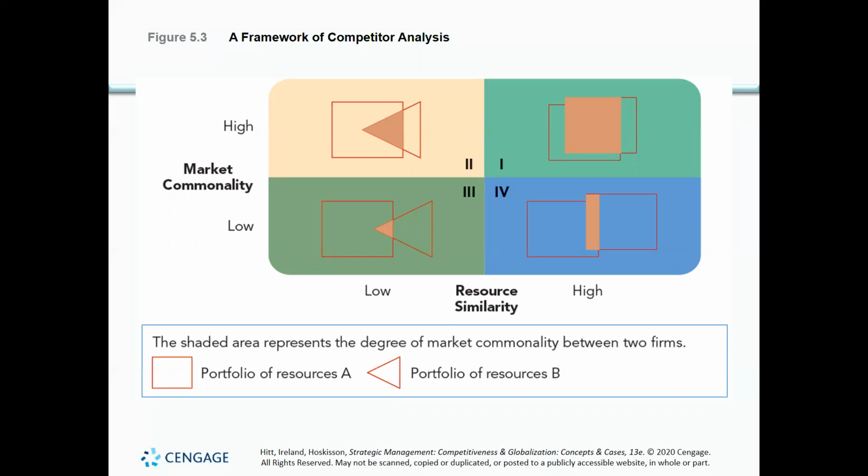If we were to take Ryanair, for example, and put them up against Southwest Airlines, their resource similarity is actually quite high, but their market commonality, US versus Europe, is very low. So we might put that in quadrant 4. And we could take any two companies and put them in these different quadrants, and you'd be able to see that those in quadrant 1 are likely to have very high rivalry. Those in quadrant 3 are likely to have a much lower level of rivalry.